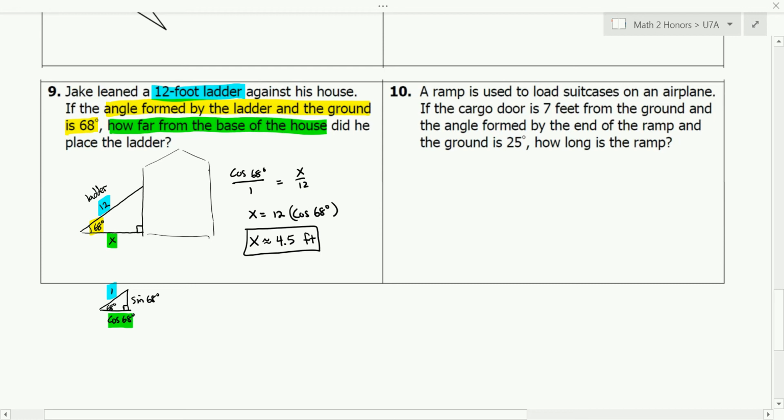What are you trying to type in? So let's do this one. Do 12 times cosine 68 degrees. Enter. Okay, so that's the exact answer. If you want to force it to give you a decimal, you hit Control, Enter. And that's what we had, 4.5, and that's what you got, 4.5.